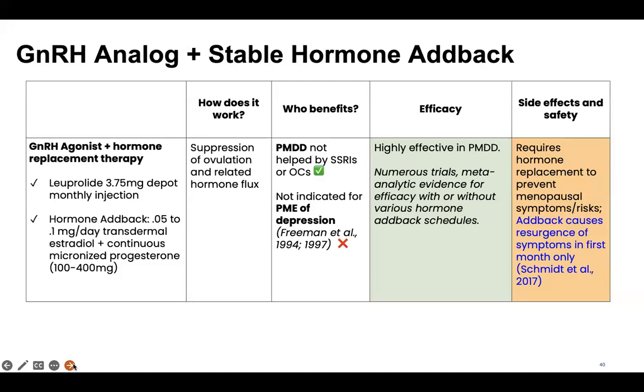So how does this work? This works by suppressing ovulation and related hormone flux. In terms of who benefits, we know that PMDD that is not helped by SSRIs or oral contraceptives typically responds very well to this treatment. It beats placebo in many randomized controlled trials and also in a meta-analysis. It's a highly effective treatment for PMDD.